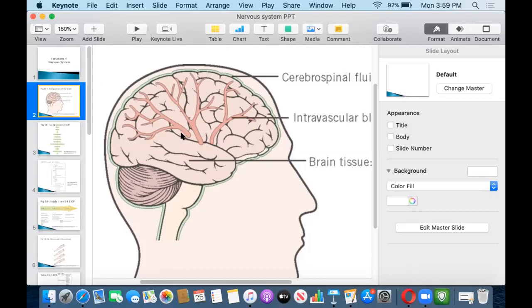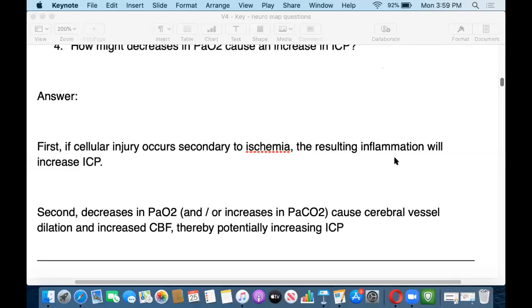The secondary mechanism, which is very much related, is just in general, if you starve the brain of O2, as we said in the last question, cranial vessels dilate, allowing more blood to enter. And that in itself may help, you might get more O2, but you also may increase ICP by way of allowing more blood to flow in. And there you have the answers written out for question four, basically summarizing what I just said.